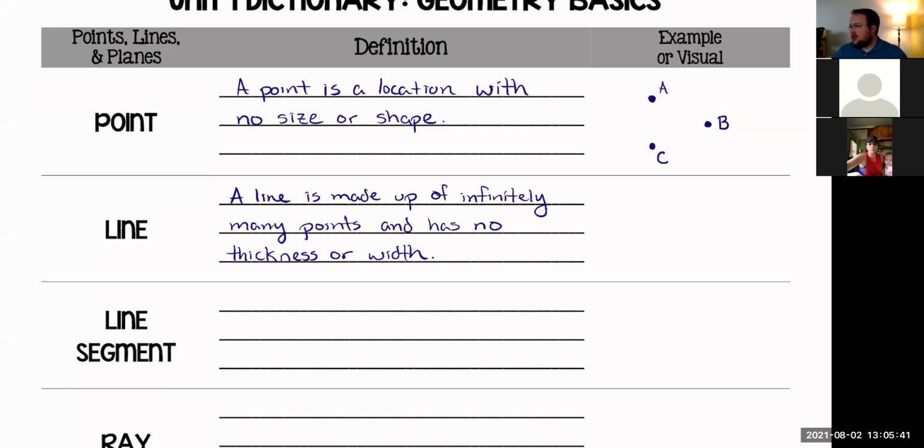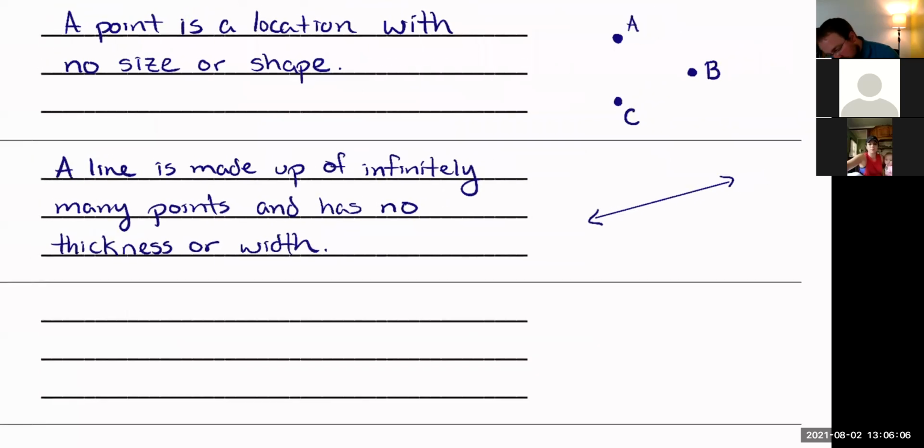So again, if you've been in algebra, you've worked with lines. What we do with them, some of it will cross over from what you've already experienced, but some of the stuff we're going to do with them is a little bit new as well. So an example of a line, drawing a line here. It's important to have arrows on both ends. I'll talk about why that's significant here in just a moment.